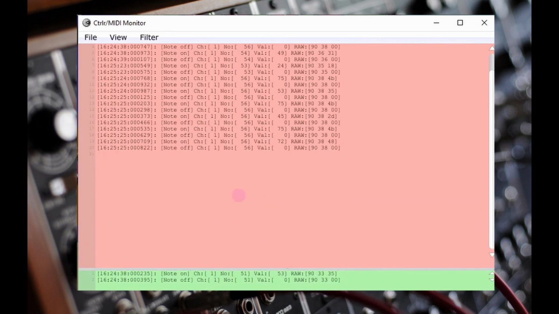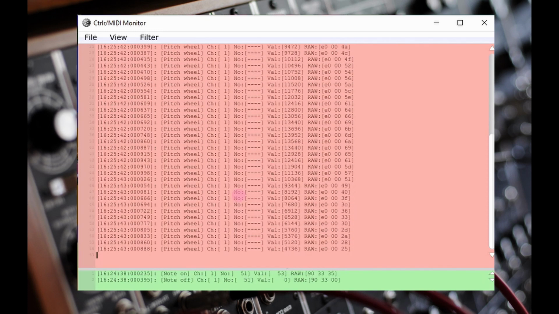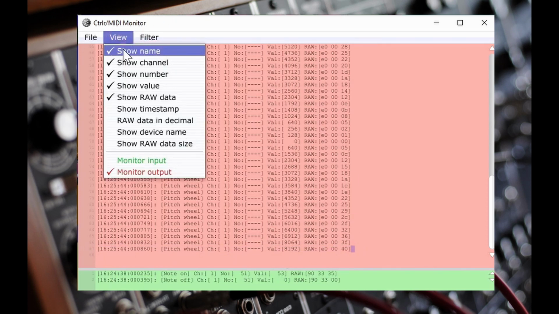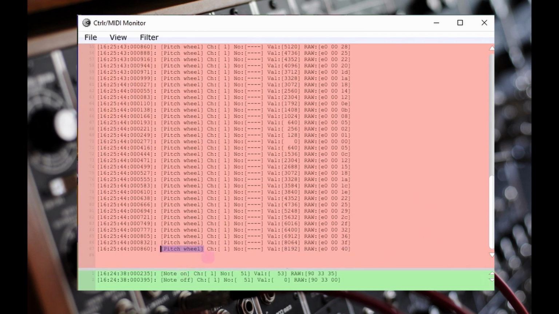Now if I move the pitch bend wheel, we can see the MIDI messages for that. There's a lot of information here. When we click on View, we have Show Name, Show Channel, Show Number, Show Value, and Show Raw Data, all enabled. This is the name of the message, pitch wheel. This is the channel. This is the value, and here's the raw data in hexadecimal form. What we're seeing here is live data streaming from the keyboard to the BP synth.